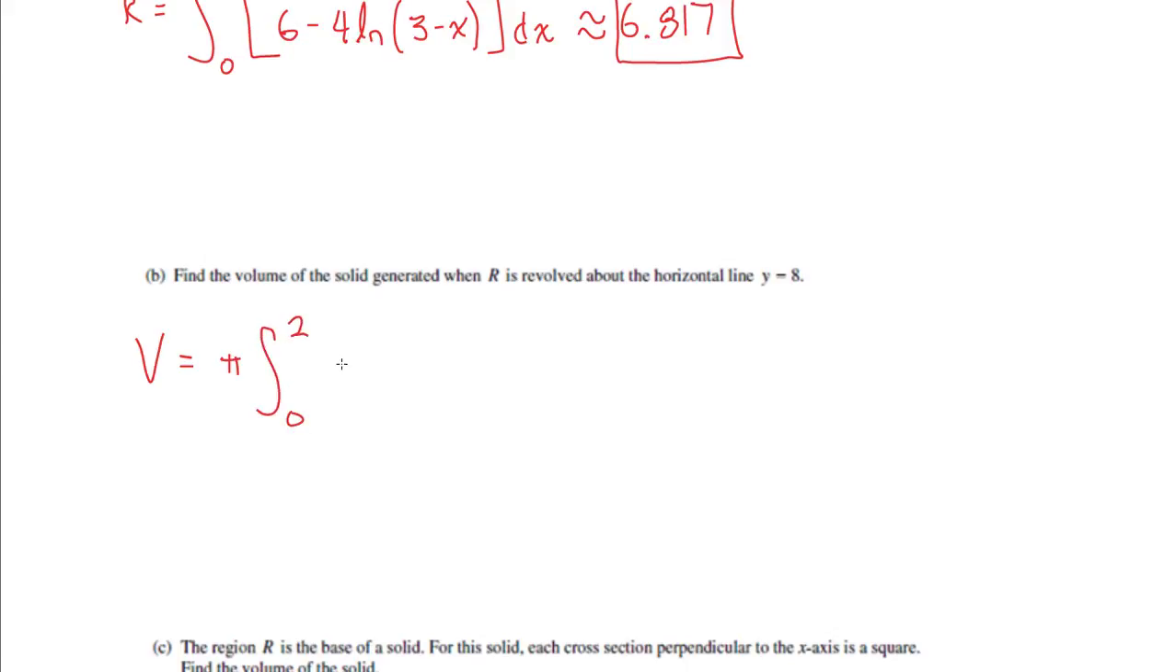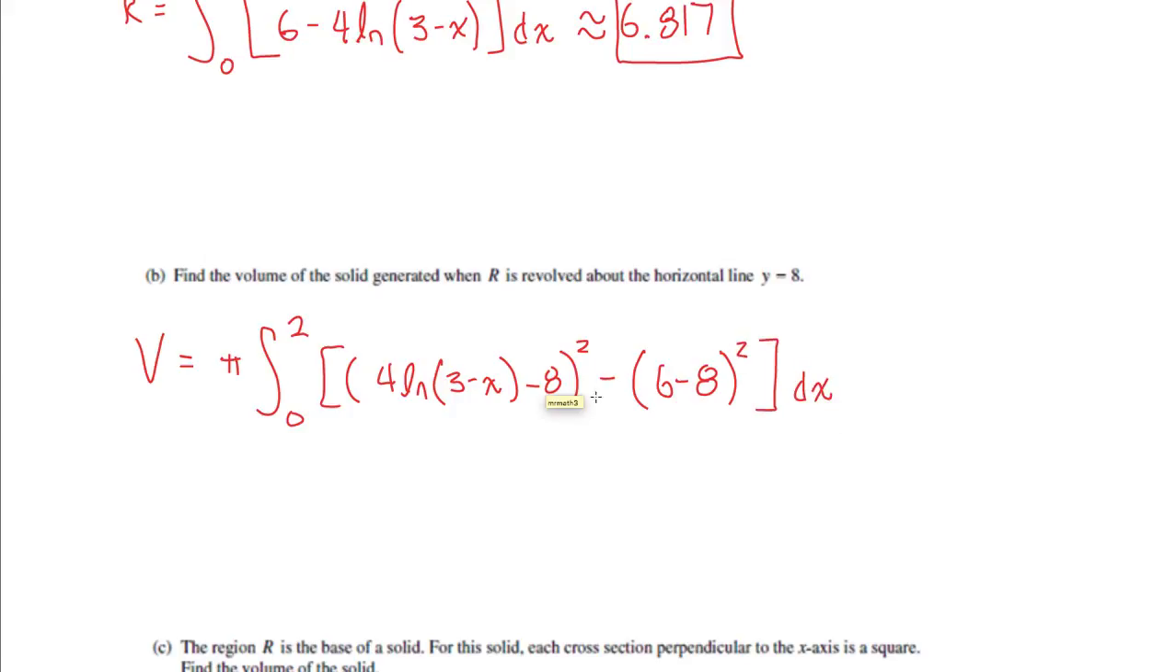The outside function is now going to be 4 times the natural log of 3 minus x, and now I'm going to subtract 8, so minus 8, and end this first parenthesis, and we're going to square that. That is our entire radius now, squared, and we're going to subtract the other radius squared. The other radius was 6, and then we have to subtract 8, so 6 minus 8, that quantity squared, and this first square bracket multiplied by thickness, and we need to enter that on our calculators.